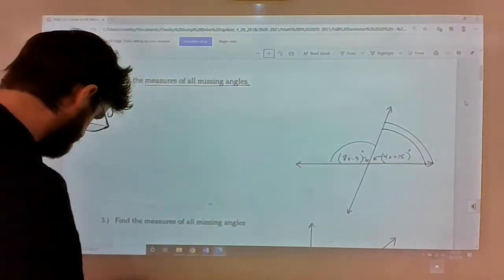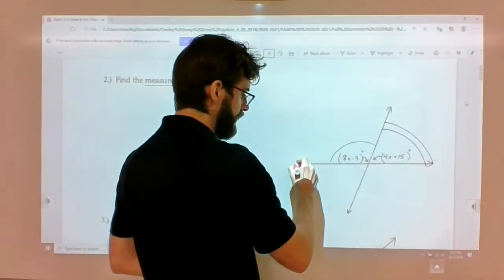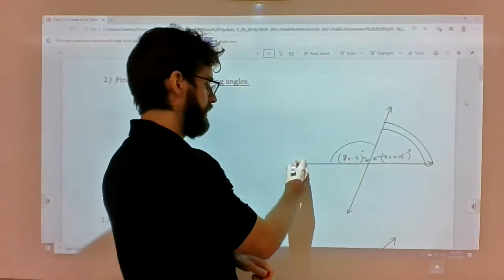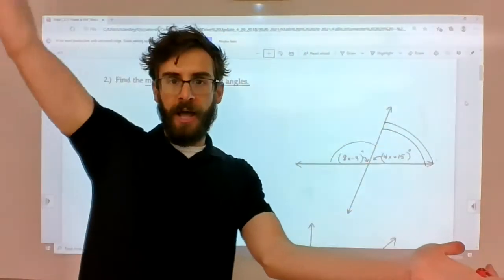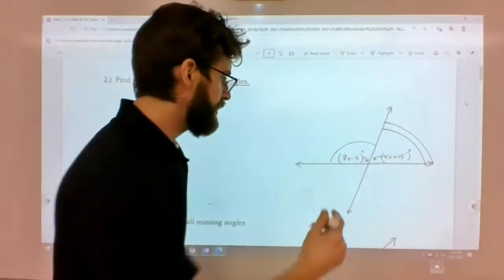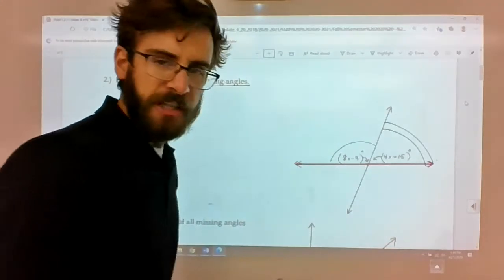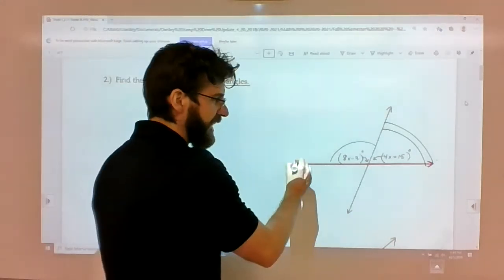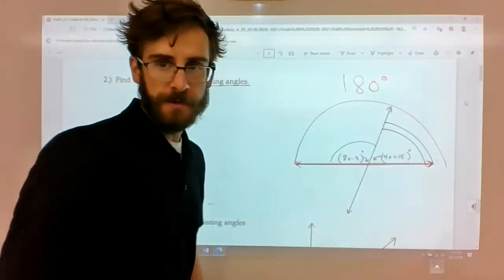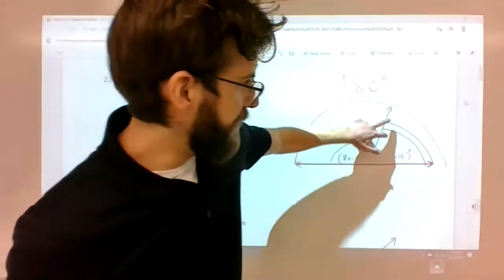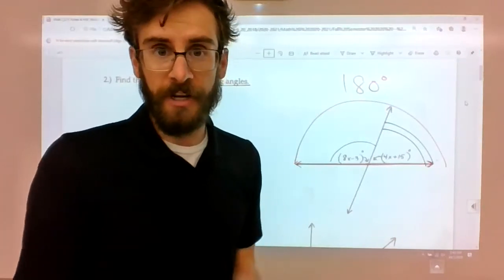So what do we do? Well, you guys may or may not remember this, but if you take a ray and rotate it all the way around, you create 180 degrees. So this line right here can actually be described as an angle. This angle right here is a total of 180 degrees. So this angle plus that angle together give us 180 degrees.